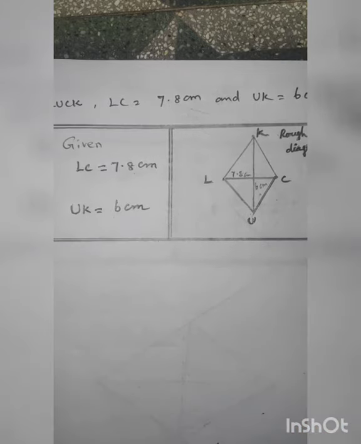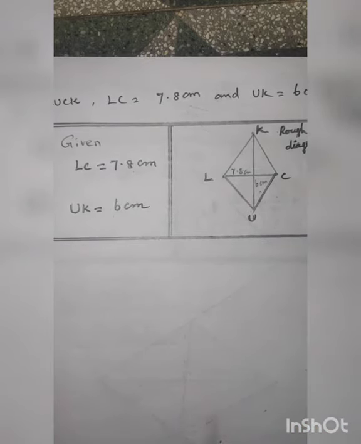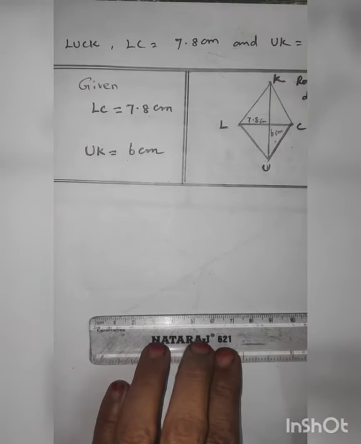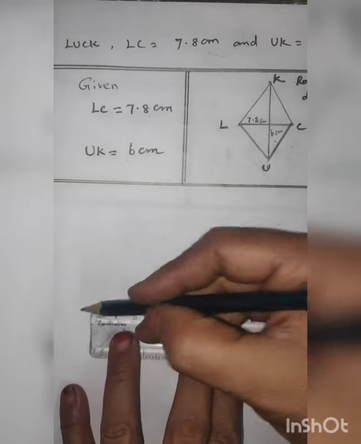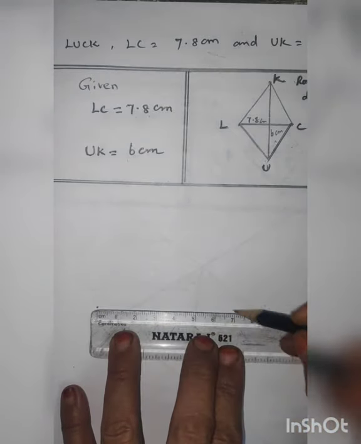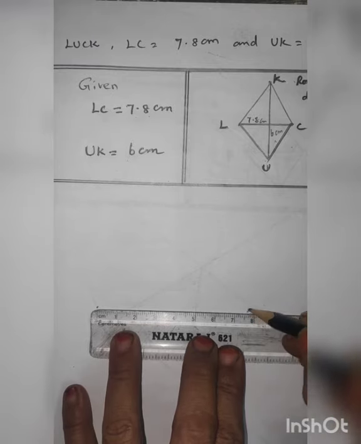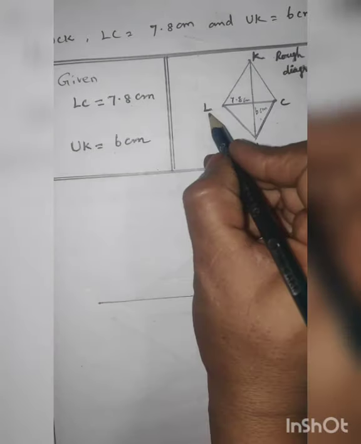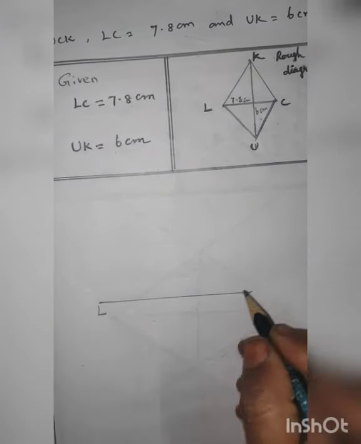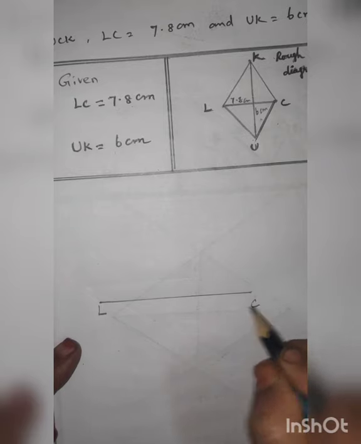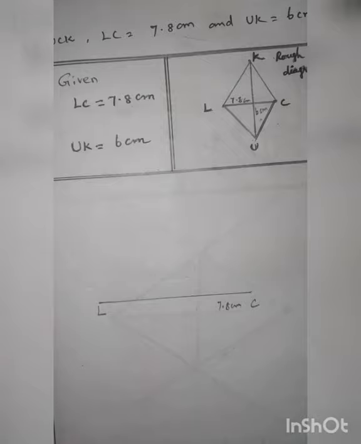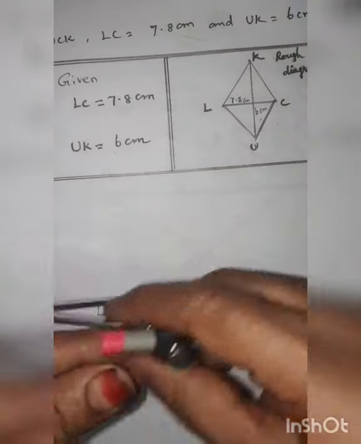How to draw the sum? See there. Now draw the line segment 7.8 centimeter. Draw this line. Now write the letters here: L and C, how much? 7.8 centimeter.